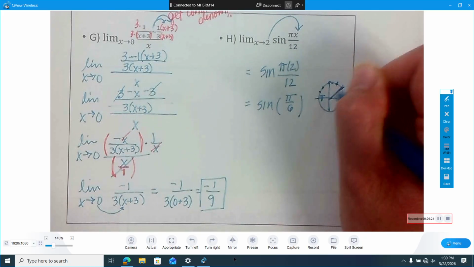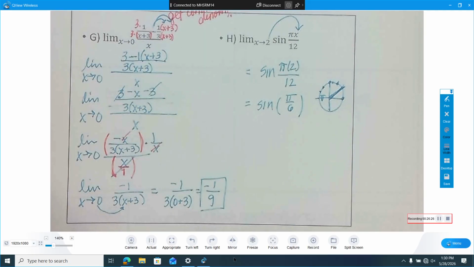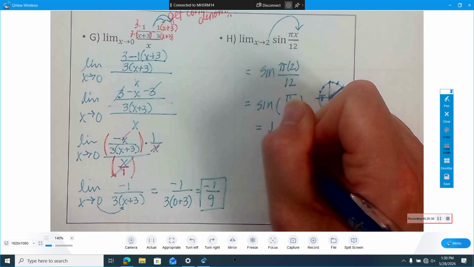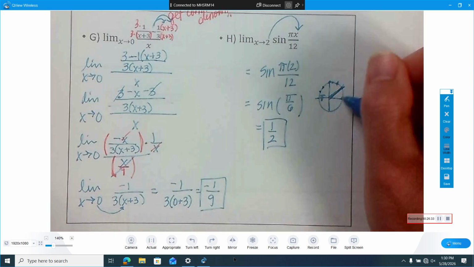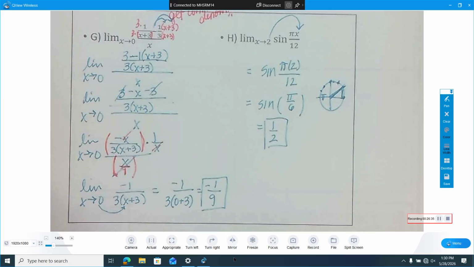Sine of pi over 6 is 1/2. All right. Good job. 1/2. It is that little short leg there on our little triangle. Okay, these are the techniques you're going to be practicing on here.